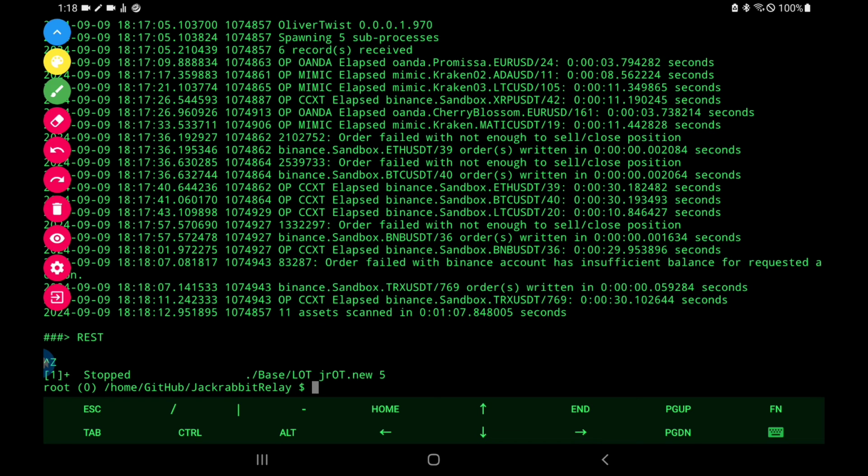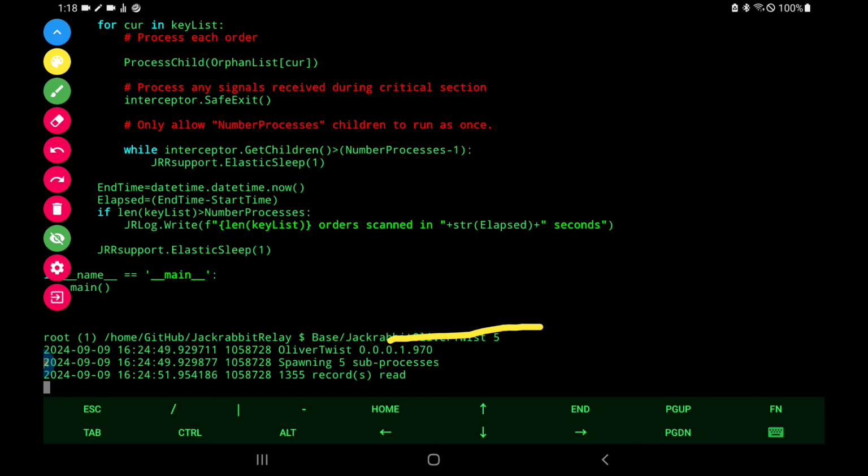Okay, let's pause the program again, and let's look at how this market sweep worked. 1 minute, 7 seconds in real time for processing 1,350 different orders. And if we go back to the other process, it's still on the very first set.